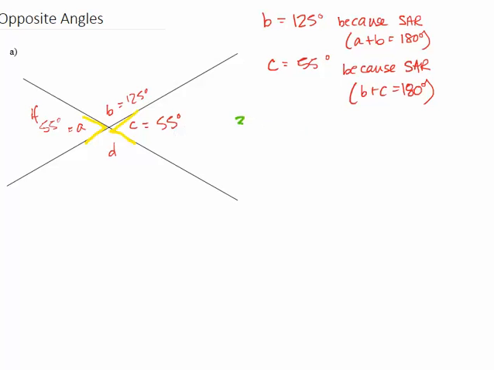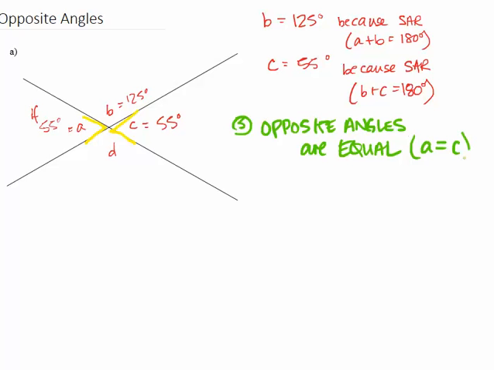So this is rule number 3, that opposite angles are considered equal, or they're measured to be equal. So in this case, A equals C. Without having to do the middle step of finding what B is using two supplementary angle rules, I could skip it and go directly that A is equal to C because opposite angles are equal.